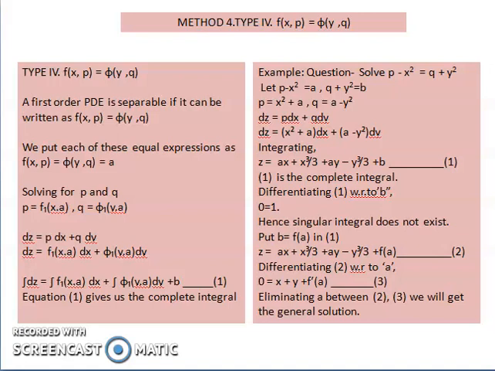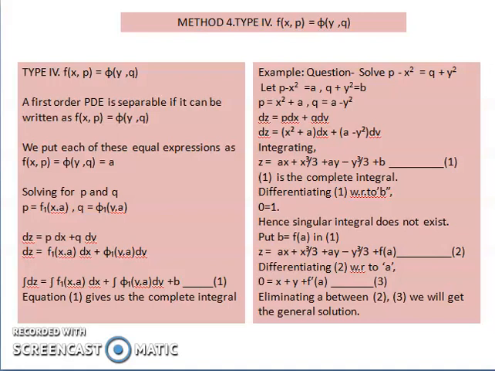We have got to solve p minus x squared is equal to q plus y squared. Over here we can see that we've got p and x on one side and q and y on the other side. So we'll put p minus x squared is equal to a and q plus y squared equal to a. So from the first one, p is equal to x squared plus a and q is equal to a minus y squared.